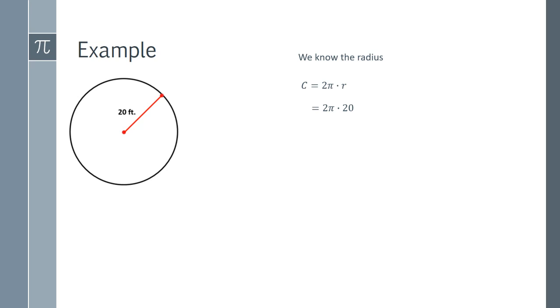So what's the only thing I can do here? Well, the only thing I can do here is multiply 2 times 20. 2 times 20 is 40, so this will be 40 pi feet. So that makes life a lot easier than trying to now go and multiply by 3.14. Just leave it like that, you're done. And this is the exact answer. Let's take a look at our next example.